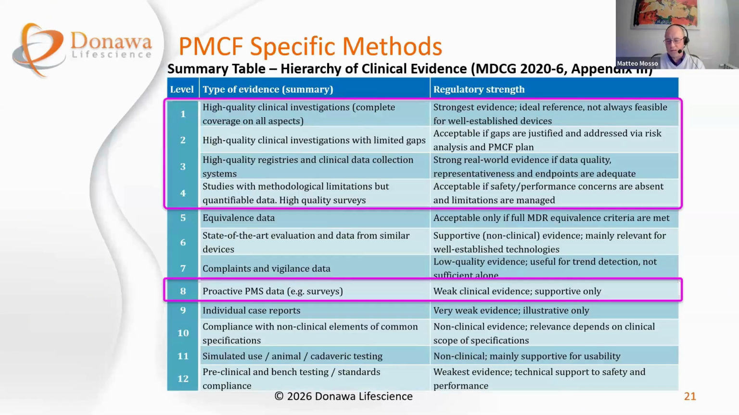First of all, I wish also to highlight that all those methods relate to the highest level of quality and strong evidence, as reported in the MDCG 2020-6 Appendix 3 table. We will be relying on absolutely the first 4 categories, and also we will include surveys, which are normally known as level 8 surveys.